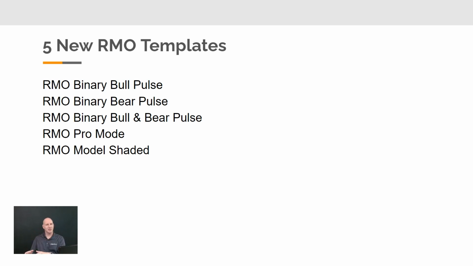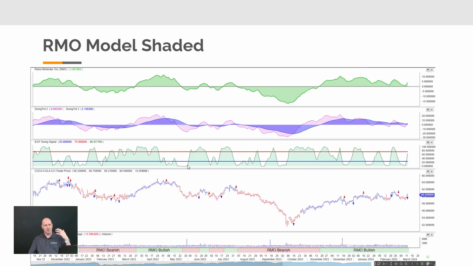Again, go to Unleash the Power of MetaStock, go to these different places to watch these, and it'll help you quite a bit. So let's talk about the templates. So the first one we added was an RMO model shaded. Now what that one is, it's the same RMO template that you're used to, but it's been modernized with all the new chart features that were available in MetaStock 18 to give you that shaded view and not so binary. So we like this a lot.